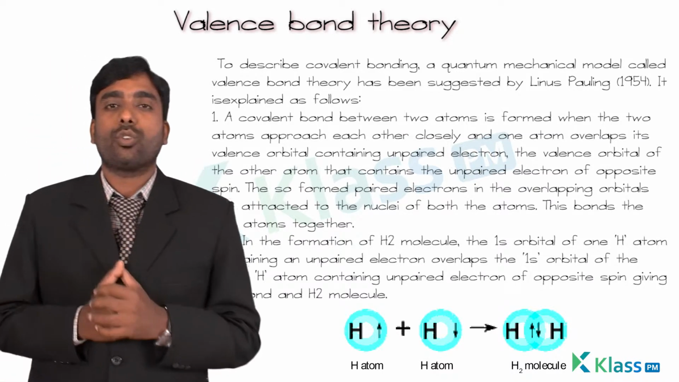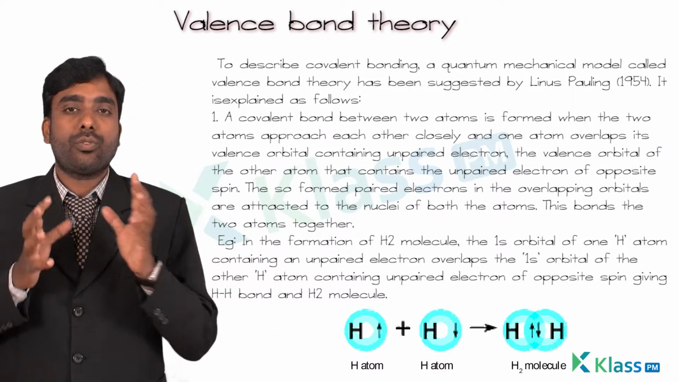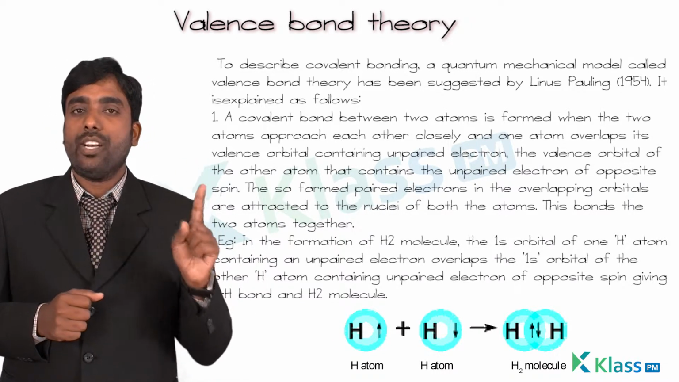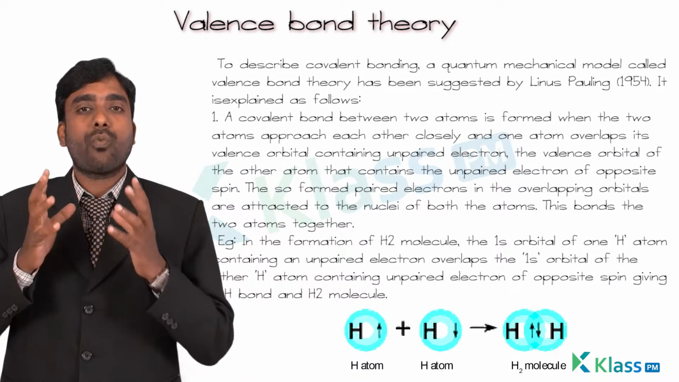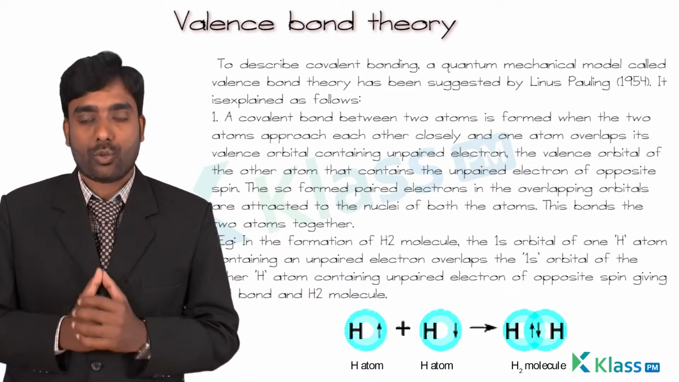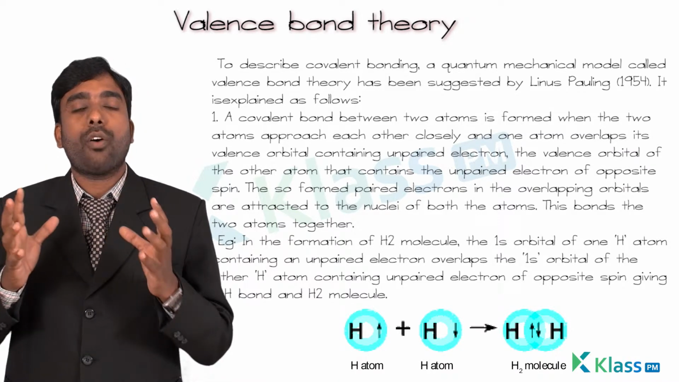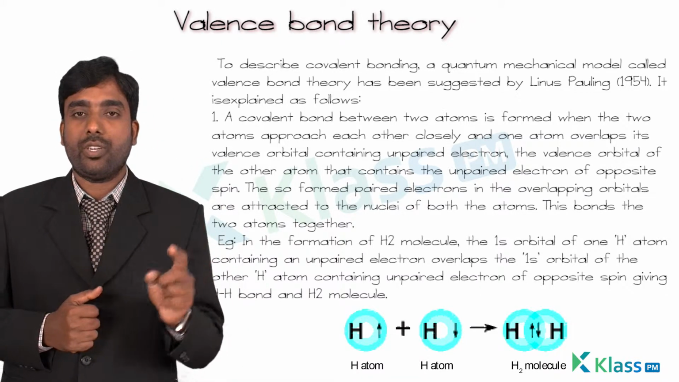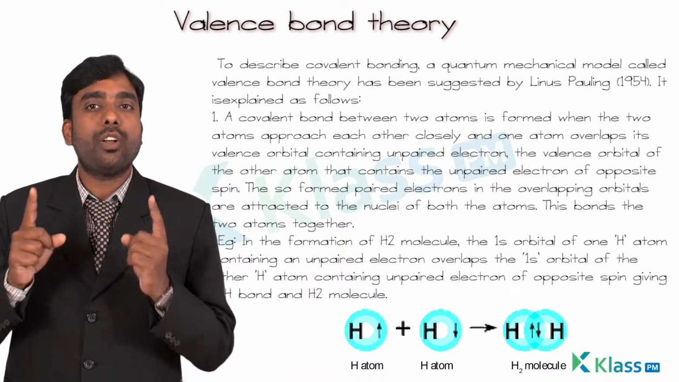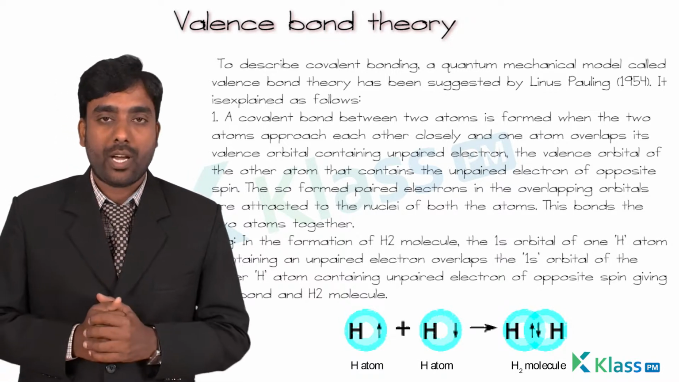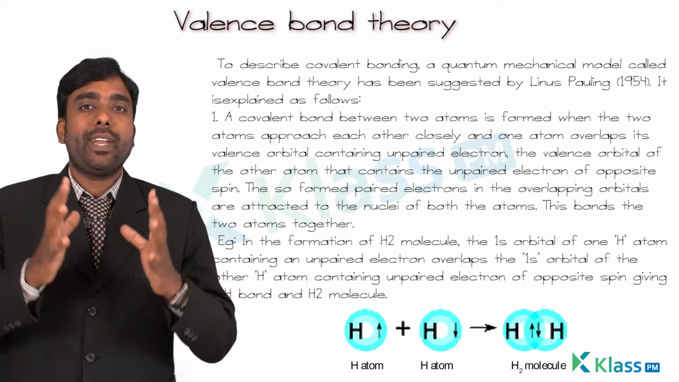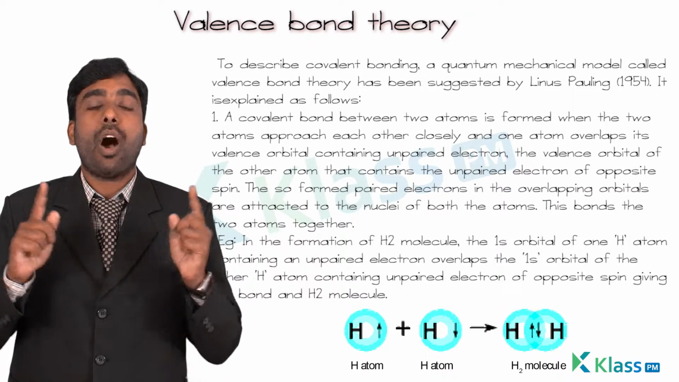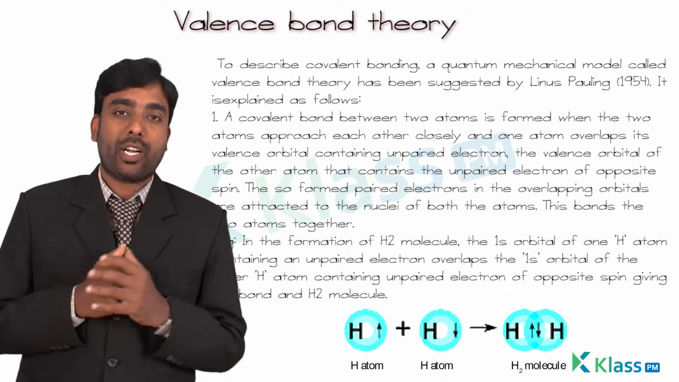So according to the valency bond theory, the conditions for the atoms to participate in covalent bond formation are, first, that the atoms in their valency shell should have unpaired electrons. Only atoms with half-filled orbitals will participate in the bond formation. That is the first condition. They should have half-filled orbitals, which means unpaired electrons, and the atoms participating in the bond formation should have unpaired electrons of opposite spins. That is the second condition.